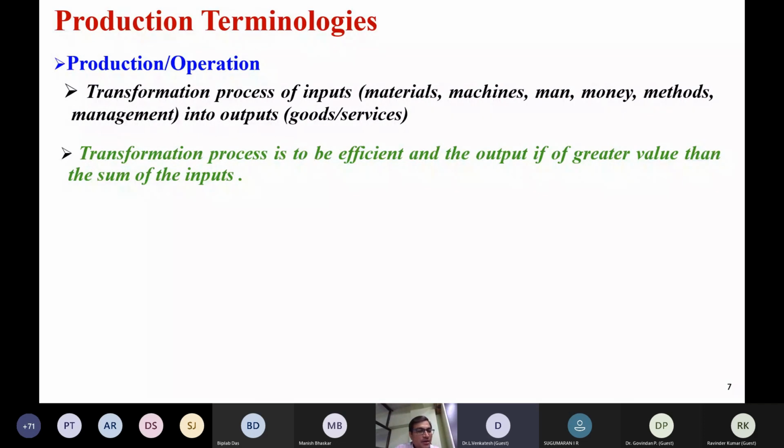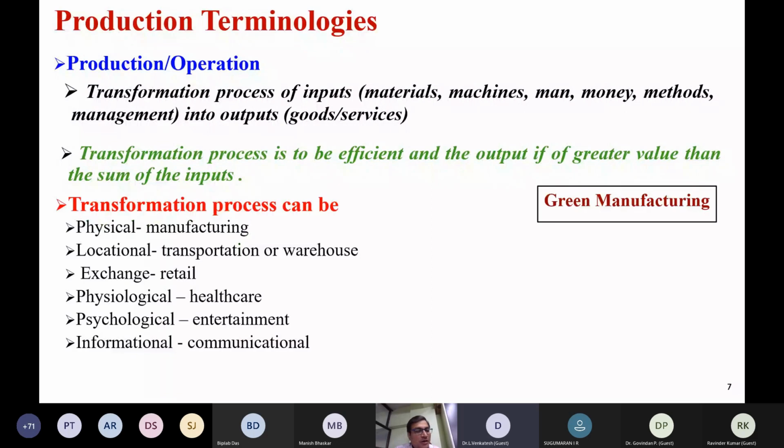See this beautiful example. The transformation process can be physical, which is manufacturing. Green manufacturing focuses on the transformation process, which can be done in any kind of process. Physical transformation is the typical example of manufacturing, where raw materials are converted into finished goods. That is called manufacturing. The scope of entire green manufacturing is focused on these manufacturing activities only.